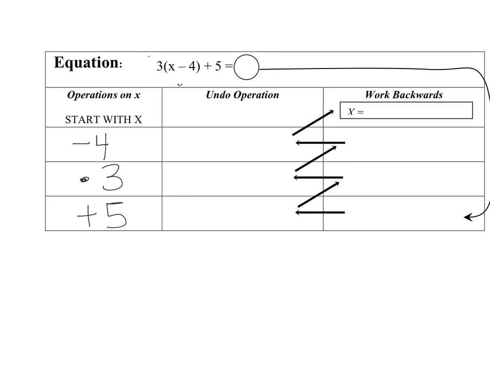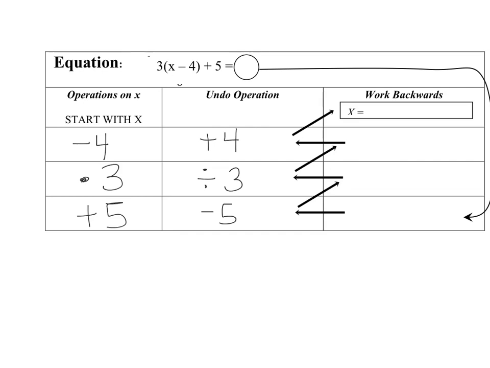Add 5. All right, so now we're going to do our undo operations over here. I'll start at the bottom. The opposite of adding 5 is to subtract 5. And the opposite of multiplying by 3 is to? Nope. Divide by 3. And then the opposite of subtracting 4 is to? Nope, try again. Add 4, right?